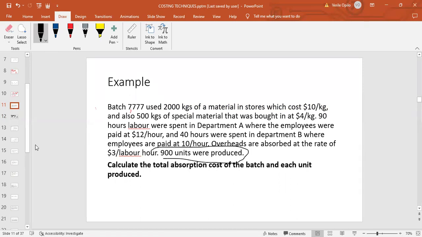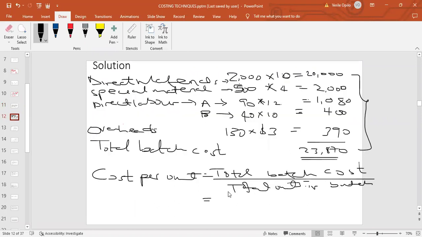So we say the total cost divided by the 900. Our total cost of 23,870 divided by the 900 units will give us the total cost that the company incurred. So 23,870 divided by 900 should give us the cost per unit, which will be 26.522. So that is how we obtain the batch cost and also the cost per unit.